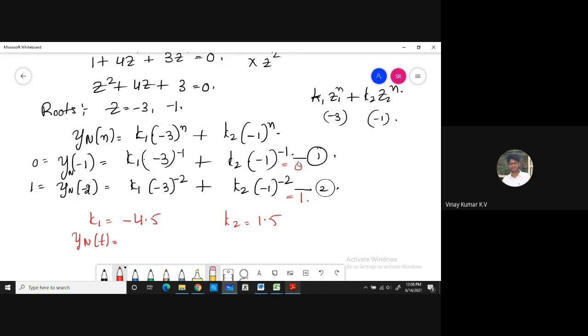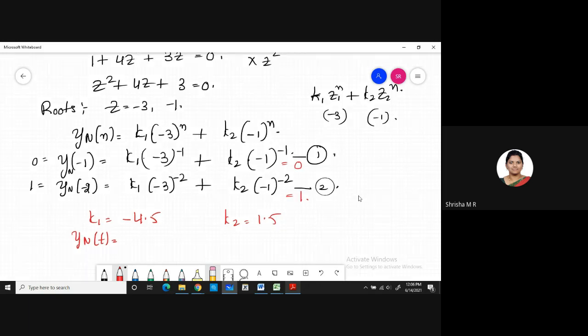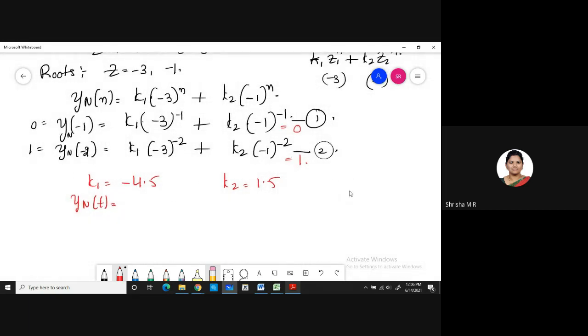Ma'am, I got K1 as 9 by 2 and K2 as minus 3 by 2. Check once. Have you taken this properly? Minus of 1 by 3. This is 1. Have you got minus 4.5, everyone?